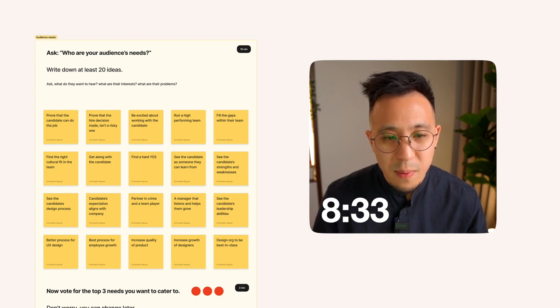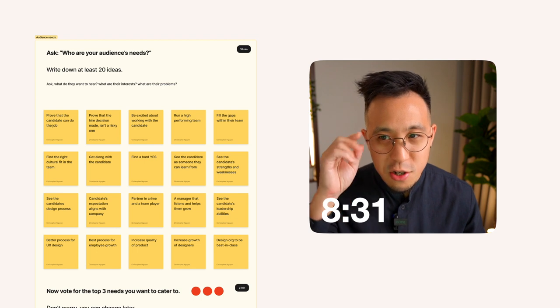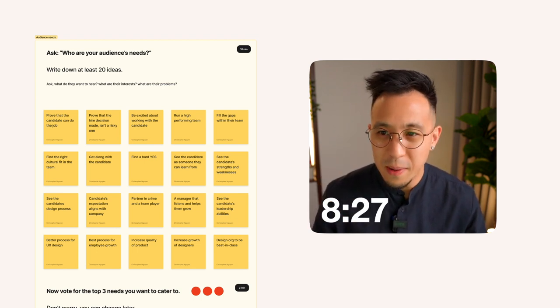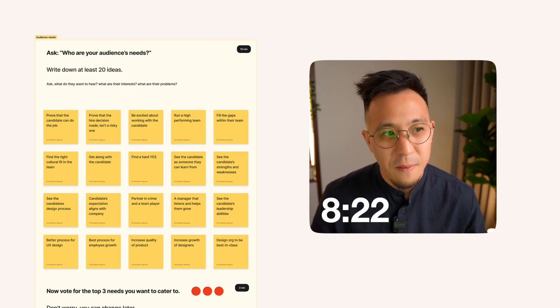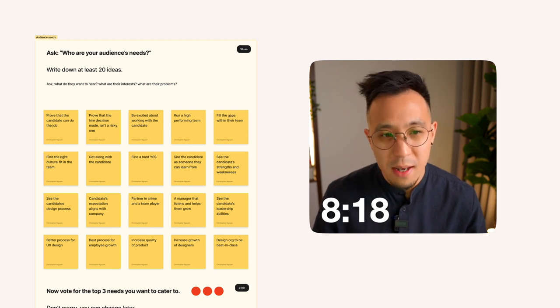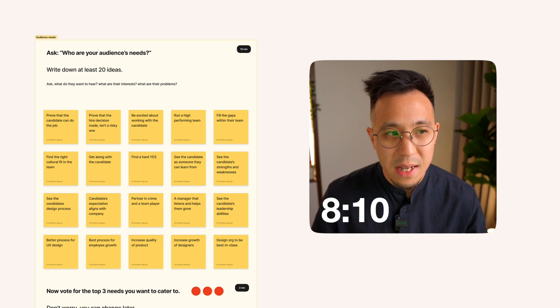If you're thinking about a hiring manager, what type of hiring manager? Are you talking about the head of design? Are you talking about the VP of product? It's very different in different companies. So you can say, okay, based on that, if they're more high level, what do they need? Right? If they're more of a middle manager, what does that person need?